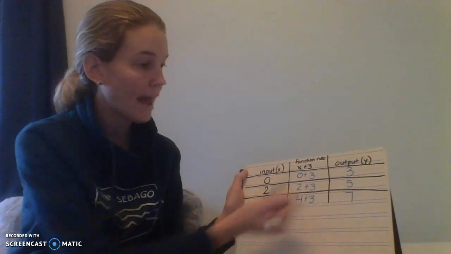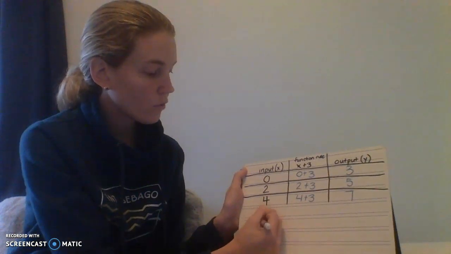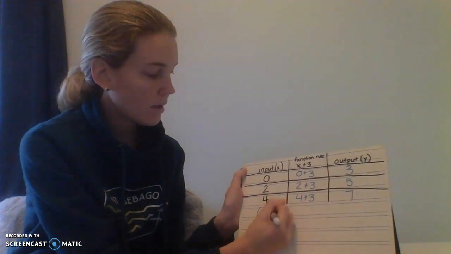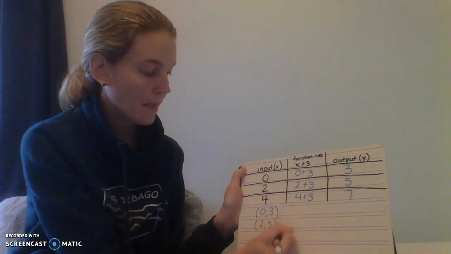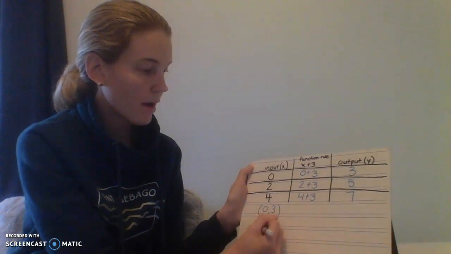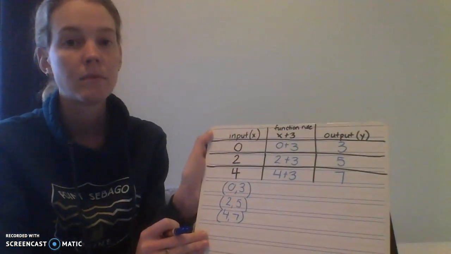If it asked you to graph a question, you would have to put x comma y. So your first ordered pair would be 0 comma 3. Your second ordered pair would be 2 comma 5. And your third ordered pair would be 4 comma 7. Okay?